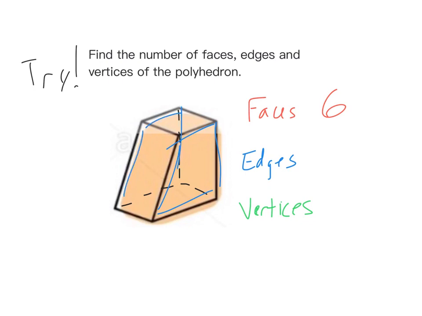5, 6, 7, and 8. And we have 9, 10, 11, and 12. So there are 12 edges there. And then lastly, we'll count our vertices.